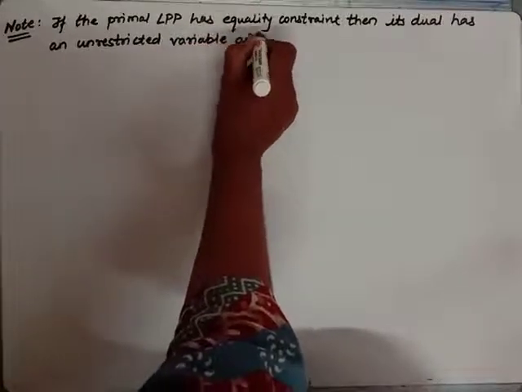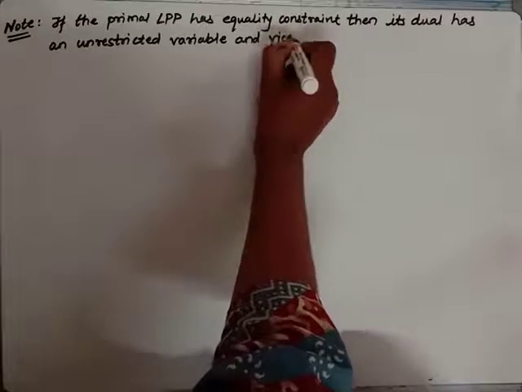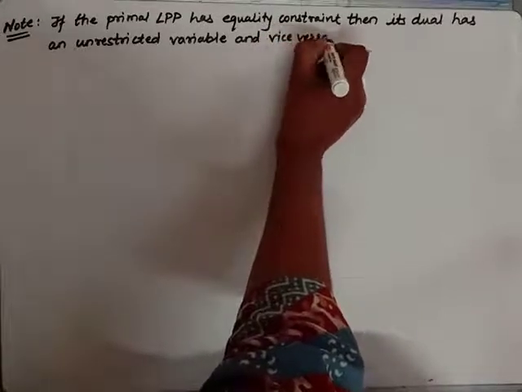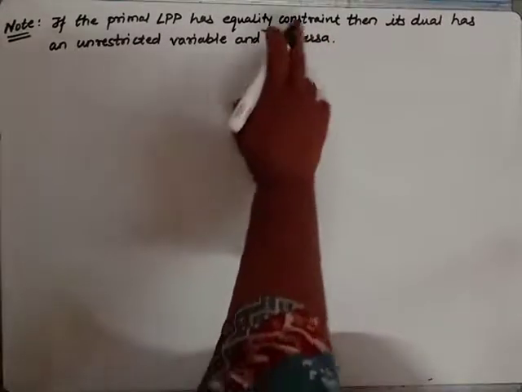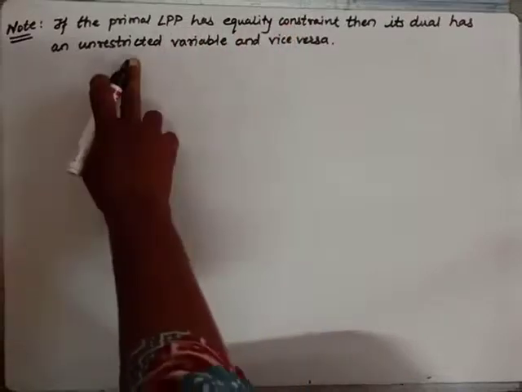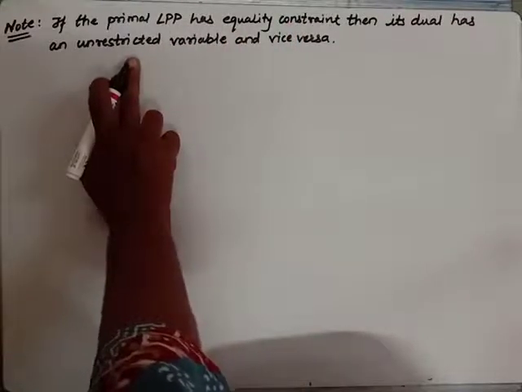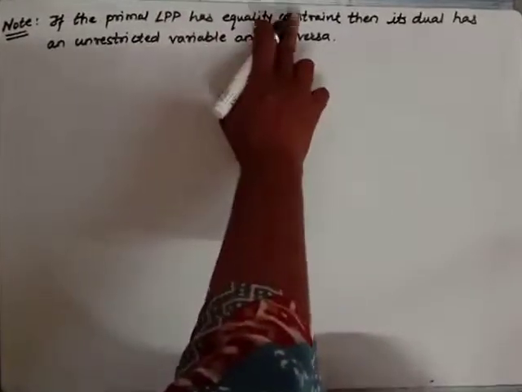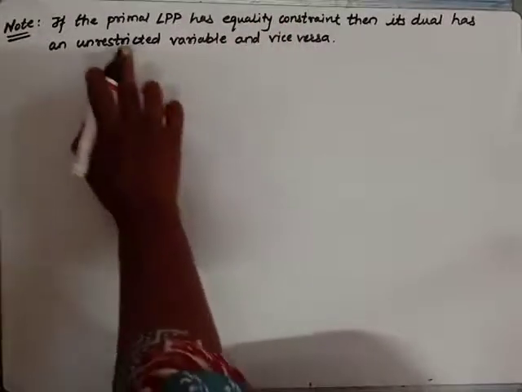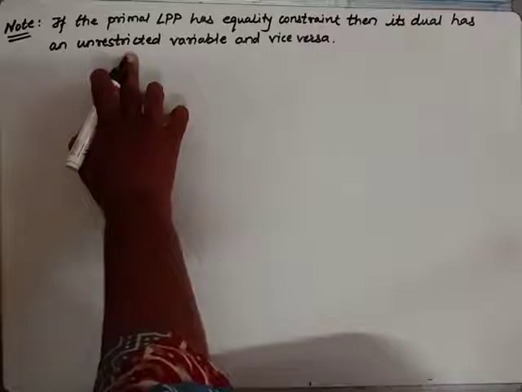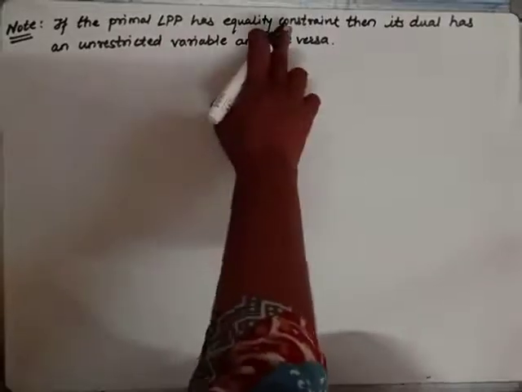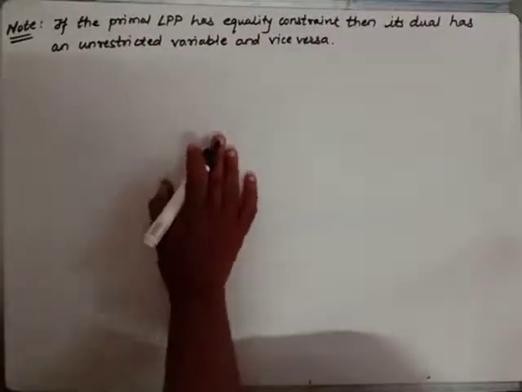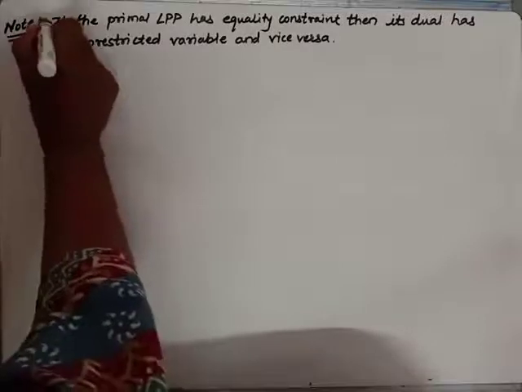And vice versa. We have seen both the cases. When the LPP has an equality constraint, then we get an unrestricted variable in the dual, and also if there is an unrestricted variable in the primal, then we get the equality constraint in its dual. This is one note.